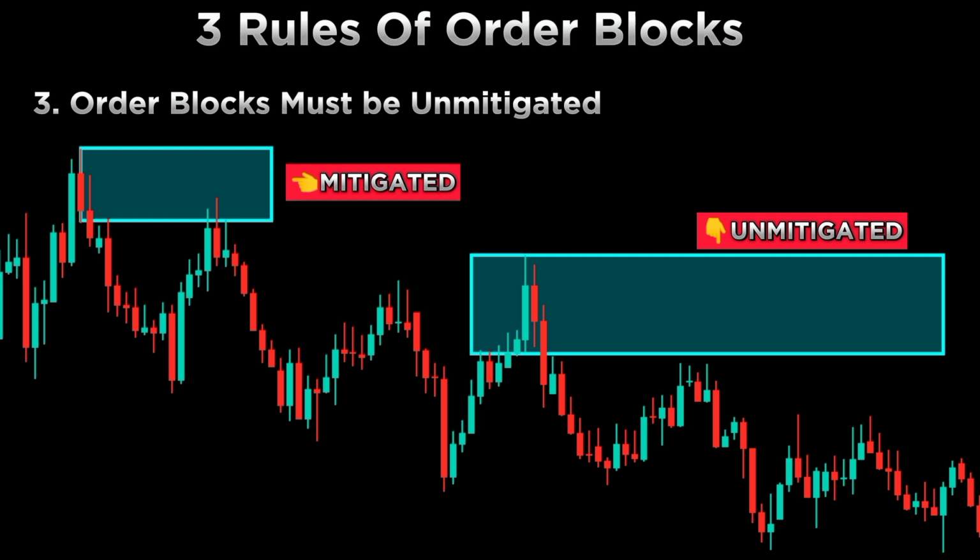We cannot use an order block that has already been used or mitigated, as it has a very low probability of giving us a profitable price move.